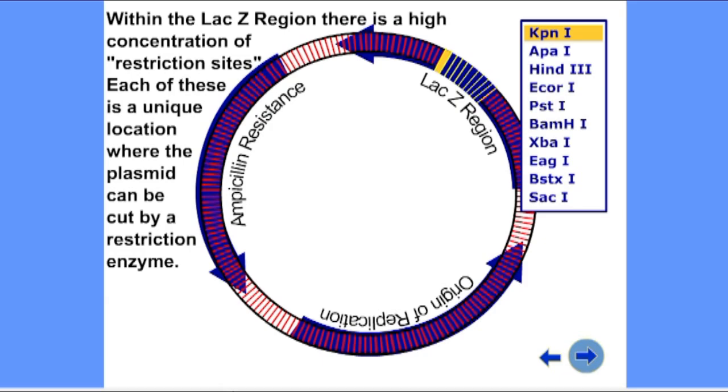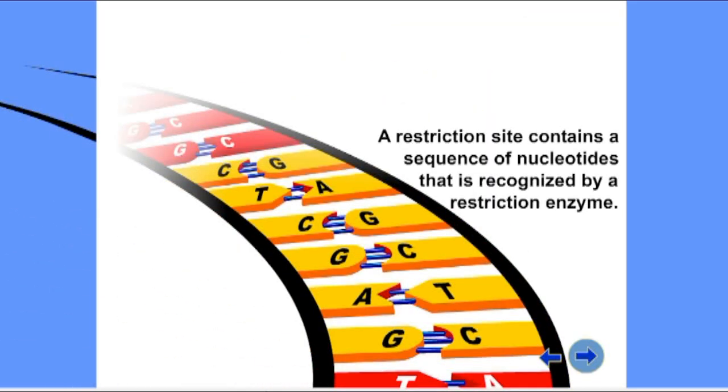So here the role of the restriction enzyme is very important. Now see here, a restriction site contains a sequence of nucleotides that is recognized by a restriction enzyme. This yellow colored structure is highlighted, and these are the nitrogen bases, and these are the nitrogen base pairs. C joins with G with the help of triple bonds, whereas T joins with A with the help of double bonds. So here C joins with G, G joins with T, A with T, and G with C. This much region is nothing but the restriction site.